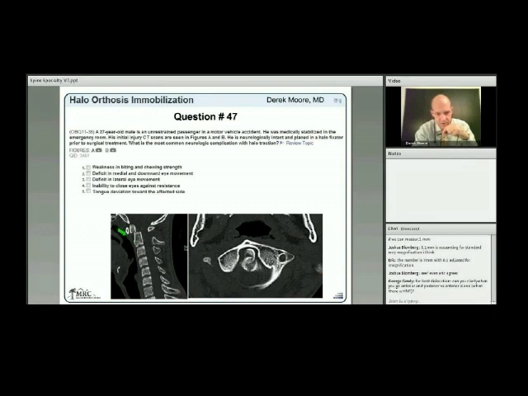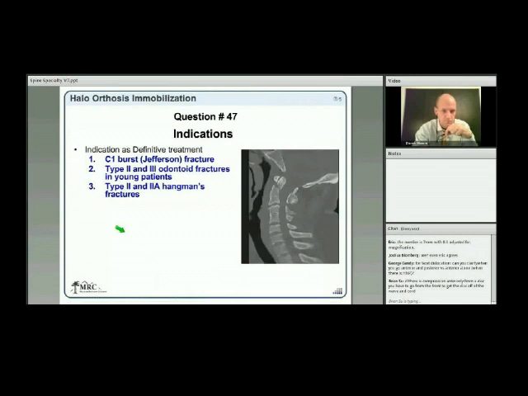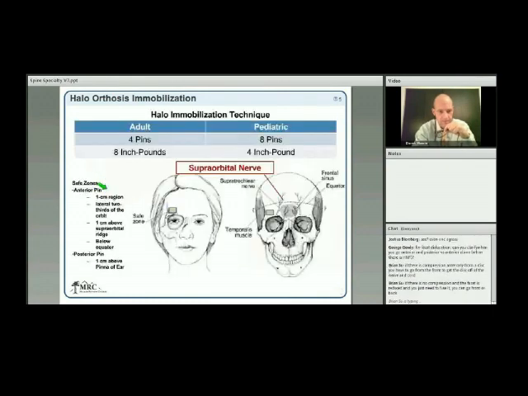Here you see a patient with a type 2 odontoid fracture. You know it's a type 2 just because the fracture line is just below the anterior ring of C1. It's important to recognize that. Indications for halo as definitive management include a C1 burst fracture. We just spoke about that, or type 2 or type 3 odontoid fractures in young patients. Remember, you never place an elderly patient in a halo. Other indications are some types of Hangman fractures.